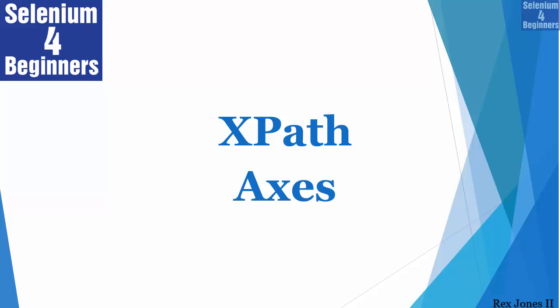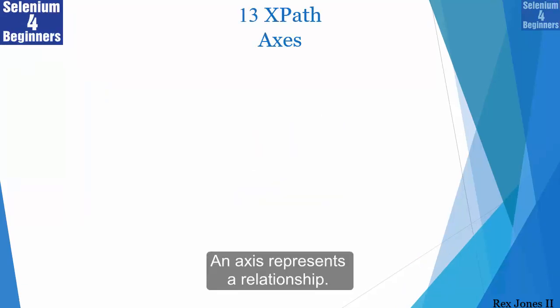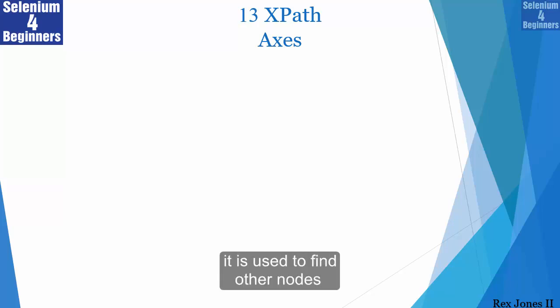Next is XPath Axes. An axis represents a relationship. That relationship depends on the current node, and it is used to find other nodes like a parent node, sibling node, or child node. There is a total of 13 XPath Axes.